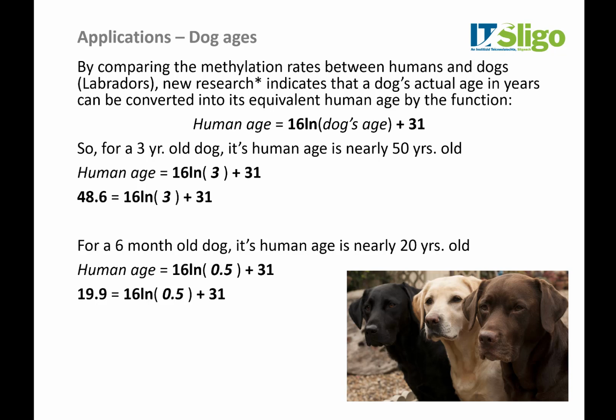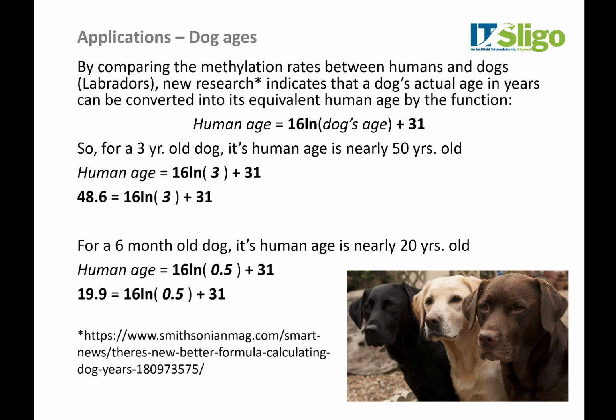Now, on your journal question, I ask, if you wanted a dog to be 100 in human years, how old would it be in dog years? So you actually have to manipulate your formula for dog's age. And this is the study then. This is just where I found a study, but it's quite interesting, especially if you're into dogs.